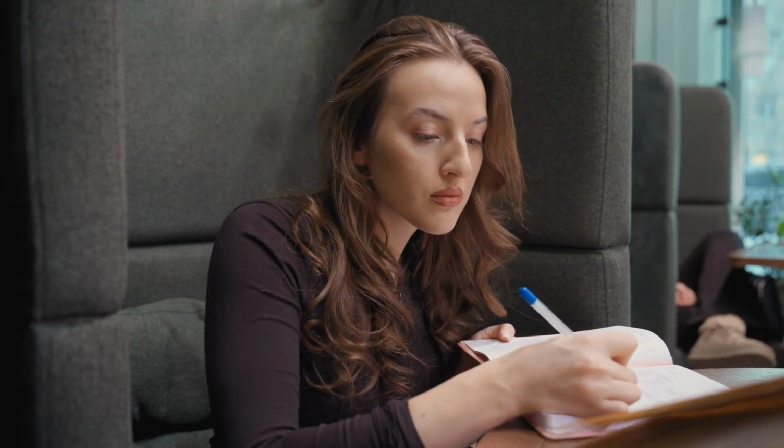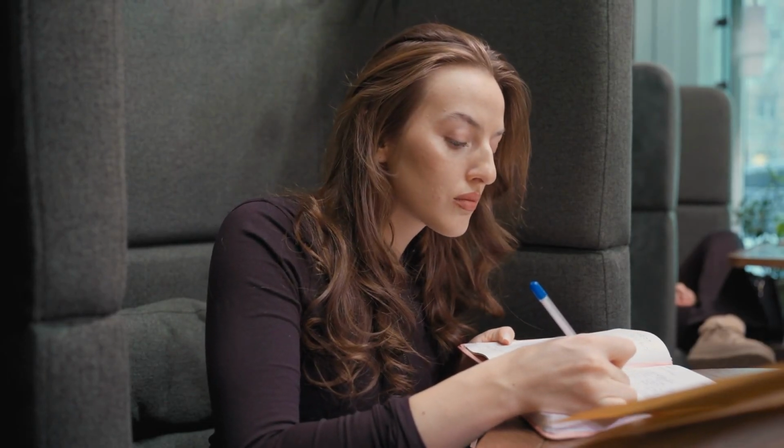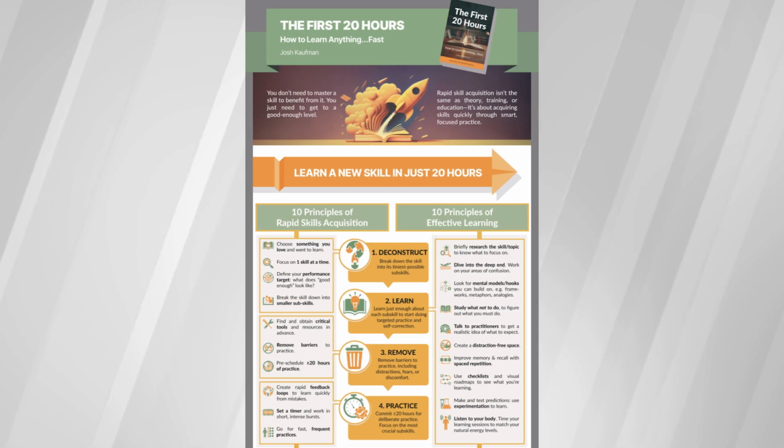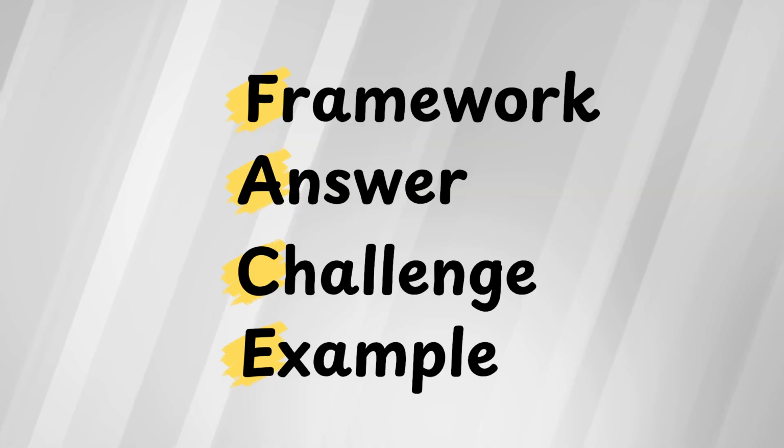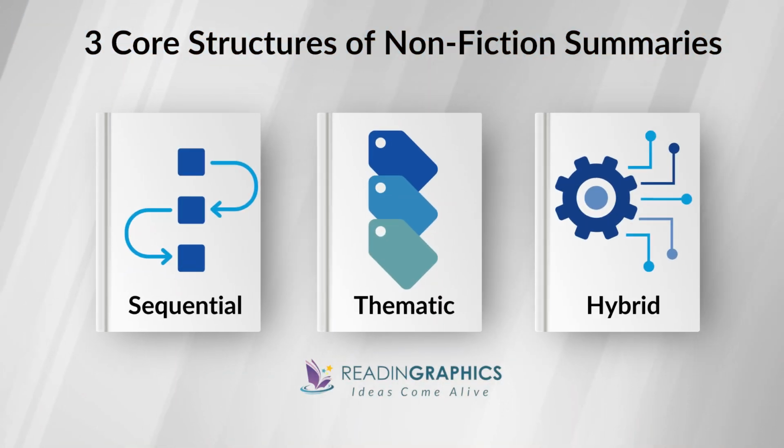By the time you finish reading and annotating the book, you'll have a good sense of the key ideas. The next goal is to organize those scattered points into a clear, logical flow. Start by reviewing all your FACE notes, then choose the right structure to organize the ideas.